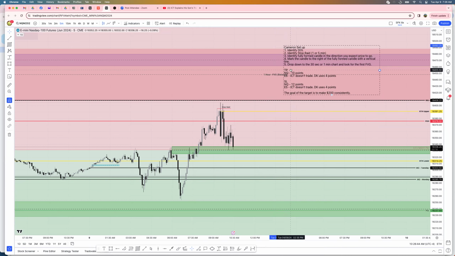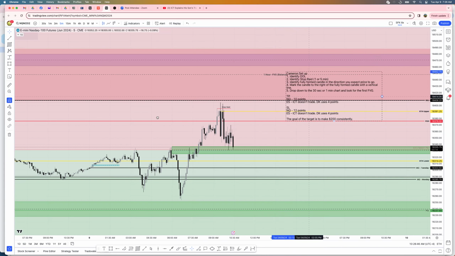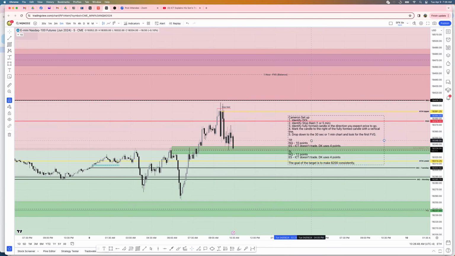I don't want to take my stuff off my chart, so sorry if it's hard to read. I'll put this in the notes too on YouTube, just in case it's hard to read.